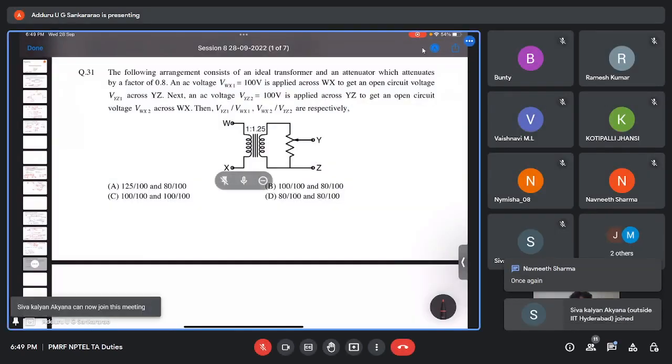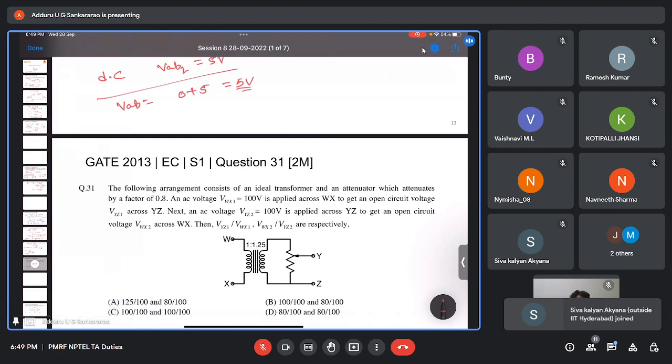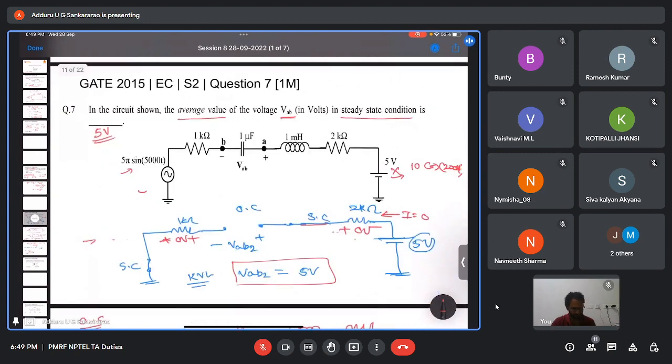Yeah, Navneet, once again, you want me to explain the entire question? Okay. Yeah. So quickly, I'm just explaining. Here, if you see in this circuit, we need to find out the average value.